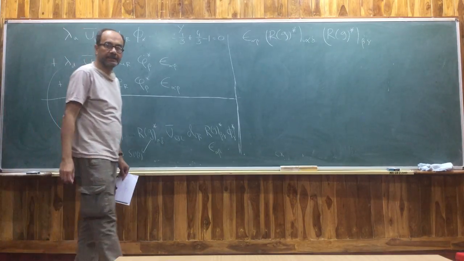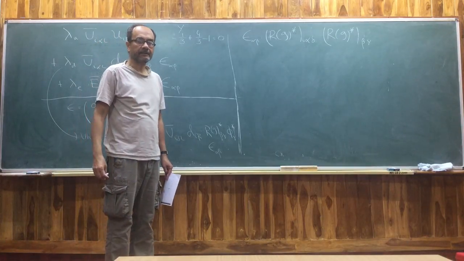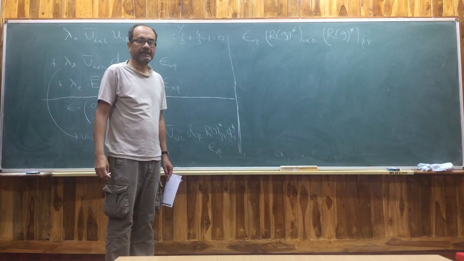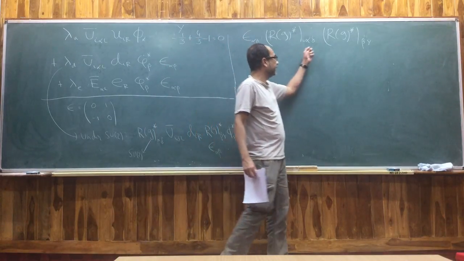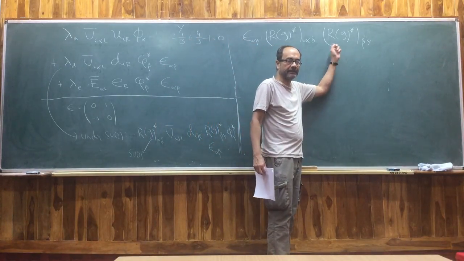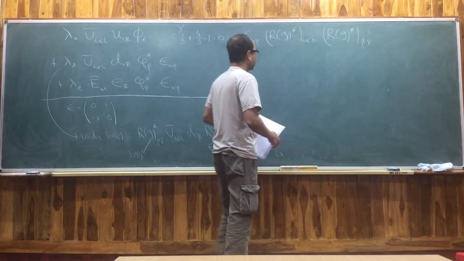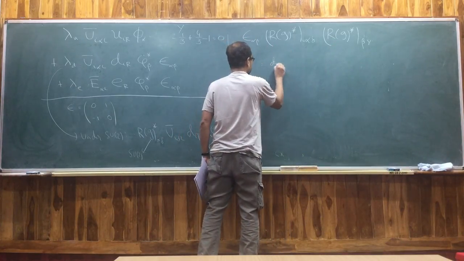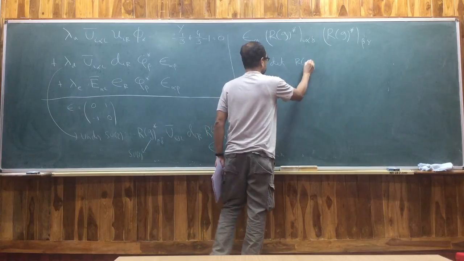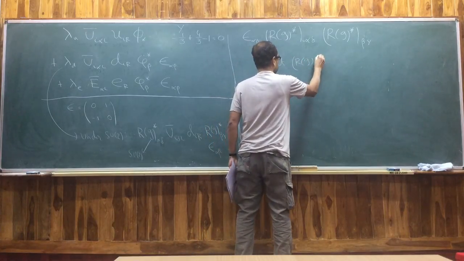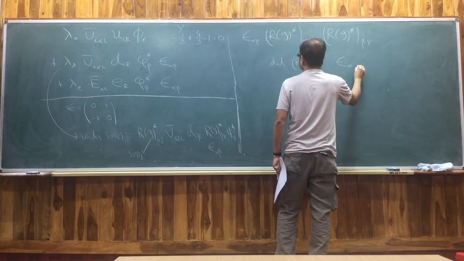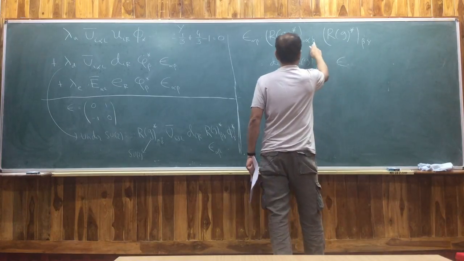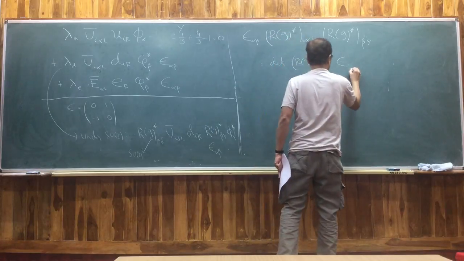Does this remind you of something? It is a determinant. This is a 2x2 matrix, right? So epsilon alpha beta RG star alpha delta RG star beta gamma is the determinant of RG star times epsilon delta gamma.